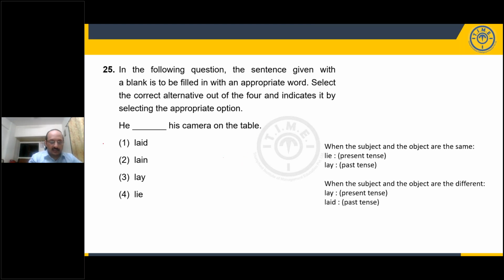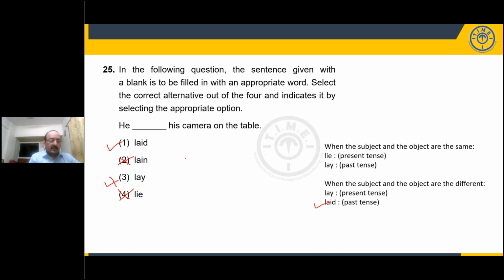So I go for either lay or I go for laid. So 1 and 3 में से हो सकता है. Lane is eliminated, lie is eliminated. Now when I say lay, which is in the present tense, I have to say every day, daily, right? He lays camera on the table daily. So it's a daily thing that he is doing, but that's not mentioned here, which means this thing has happened in the past. So I have to go for laid. He laid his camera on the table. Option number 1. Is this clear, guys, how we worked it out?